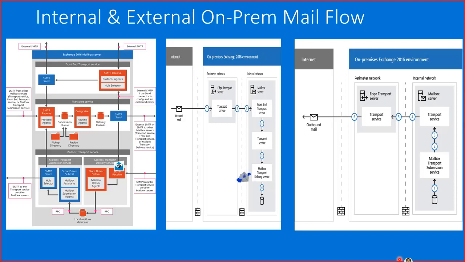Here we show how an outgoing message is handled. Again, in this scenario, we have the edge transport server in the picture, but even if it was not there, the mailbox transport server can directly route messages to the internet. So here's how it looks. Once a message is sent by the user, the mailbox transport submission service gets the message. It forwards the message to the transport service for routing. The transport service in turn sends the message over to the edge transport server to be sent outside the organization to the internet.